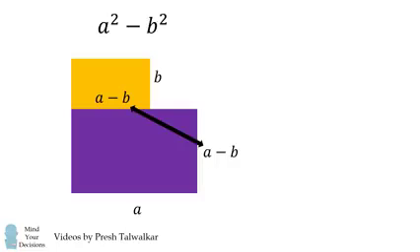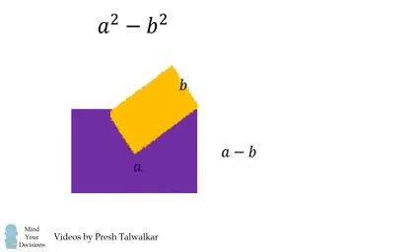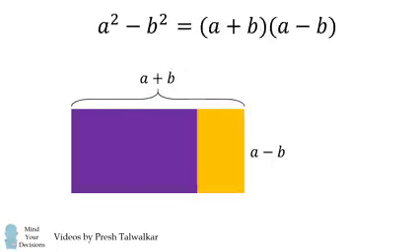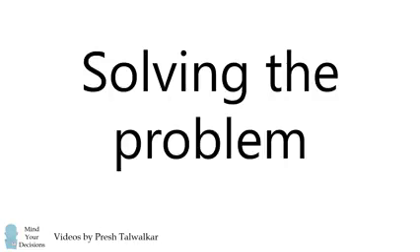The a minus b sides will connect together. The resulting shape is a rectangle where one side is a plus b and the other side is a minus b. Thus we have the formula a squared minus b squared is equal to a plus b multiplied by a minus b. So how does it help us solve this problem?